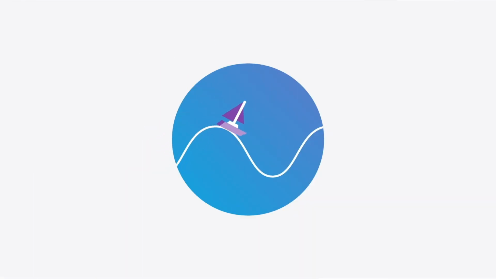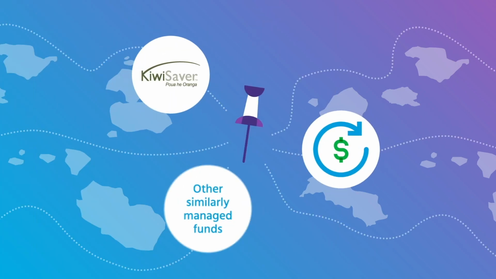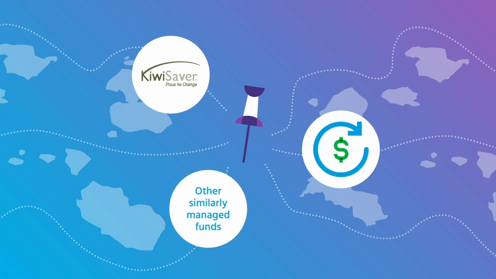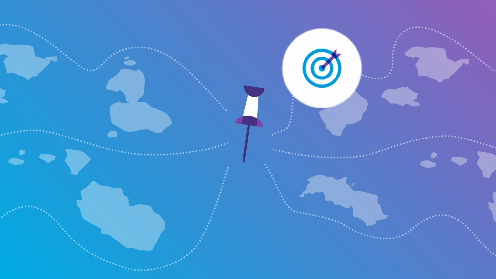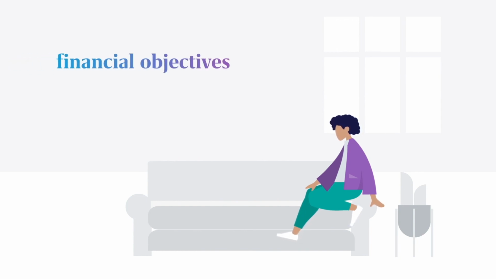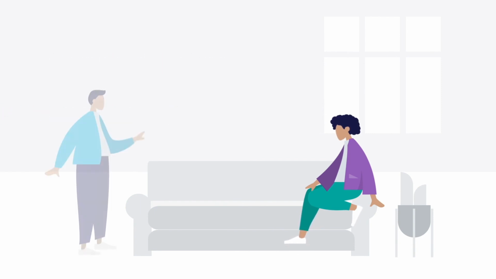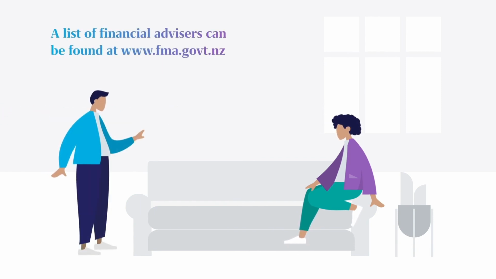As we have seen, market fluctuations are a normal part of investing. Saving for retirement through a superannuation scheme or KiwiSaver is generally considered a long-term investment. Before making changes to your investment options, carefully consider your long-term strategy for achieving your goals. It is important to review your investment portfolio to ensure it suits your financial objectives, investment timeframe, and attitude to risk. Most importantly, seek financial advice from a financial advisor before you act, not after.